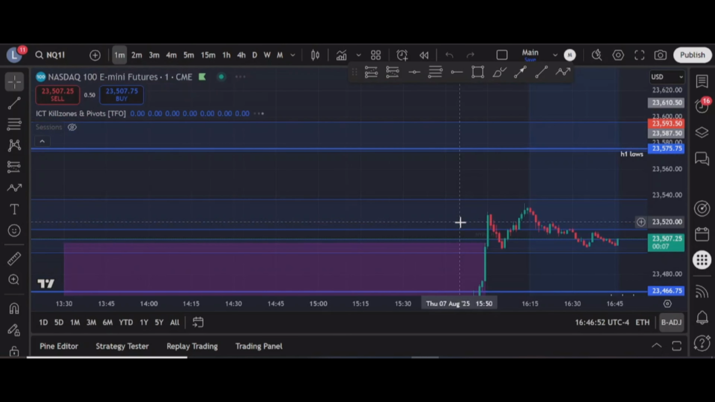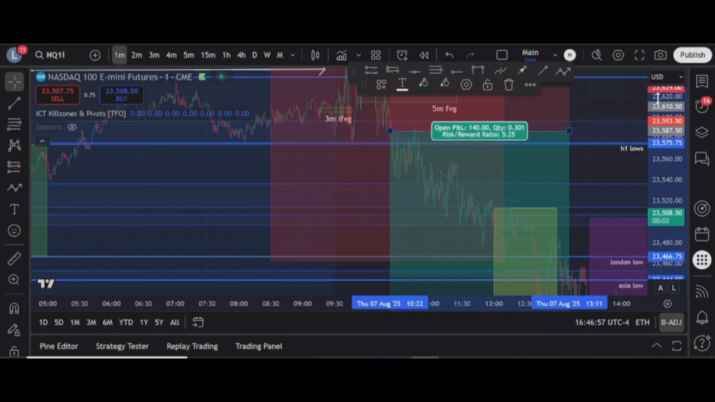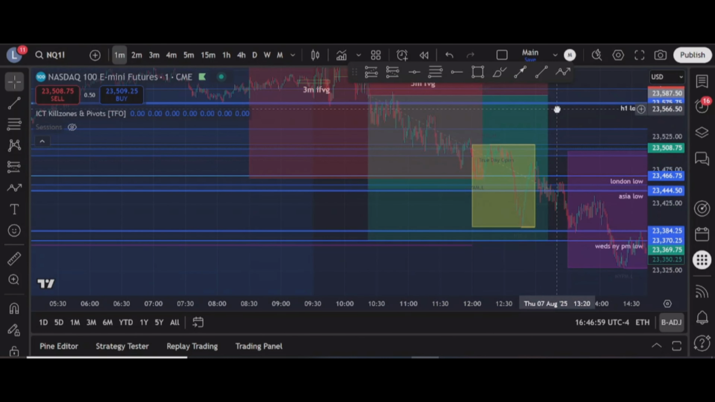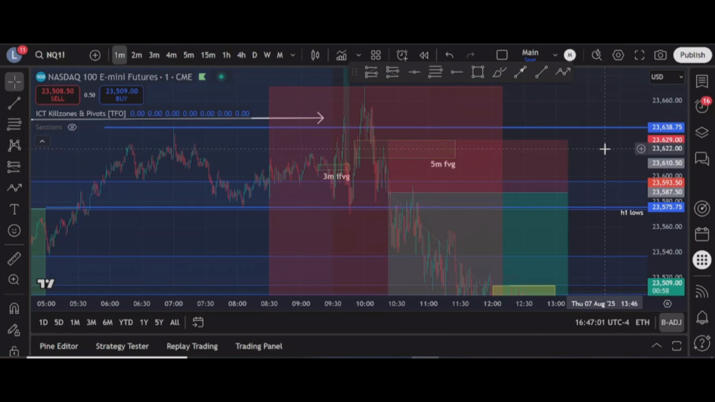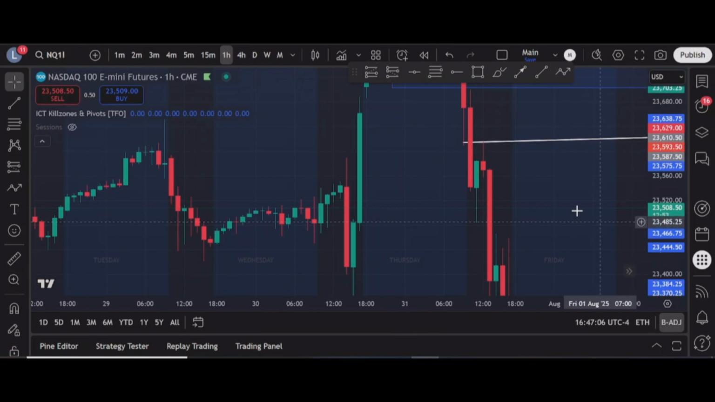But then if we click out of this, price ends up completely nuking down, and it would have taken out all these draws on liquidity to the downside. Literally all of it, right? So this is a clear example of an A+ trade for using this reversal model, okay?